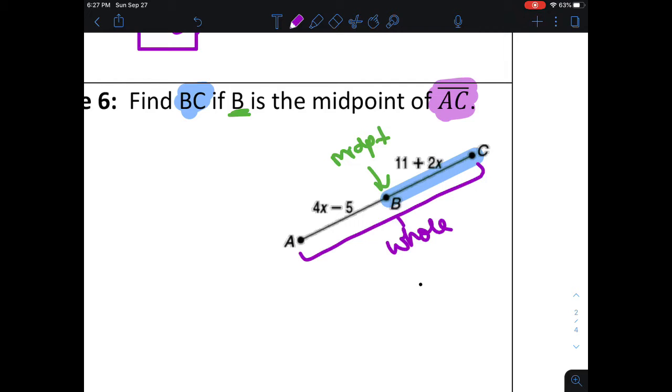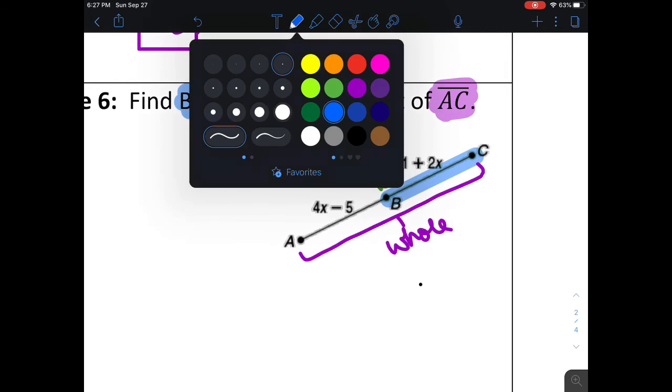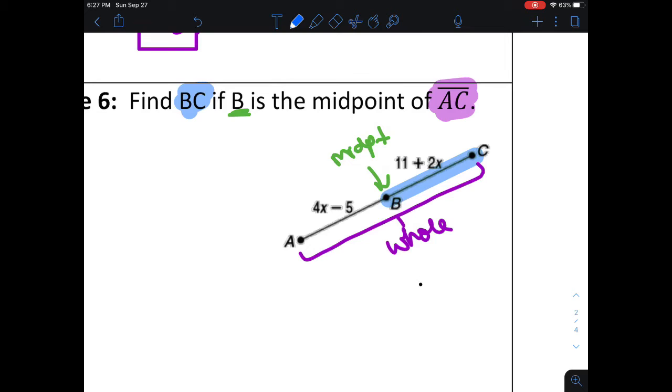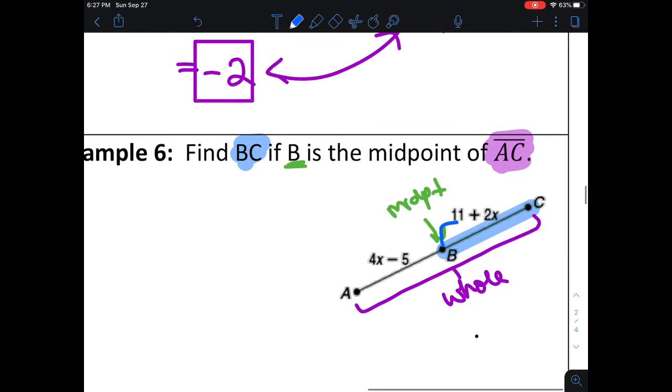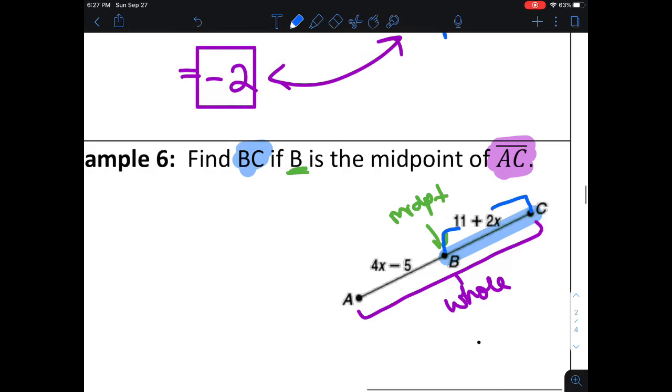This is something that you need to understand very quickly, and I'm going to help you, don't you worry. BC, this little section right here, this is a part. Same thing over here, AB. Let me use a different color. AB is also a part. Now, I want you to notice, if I add those two parts together, don't they equal the whole thing?